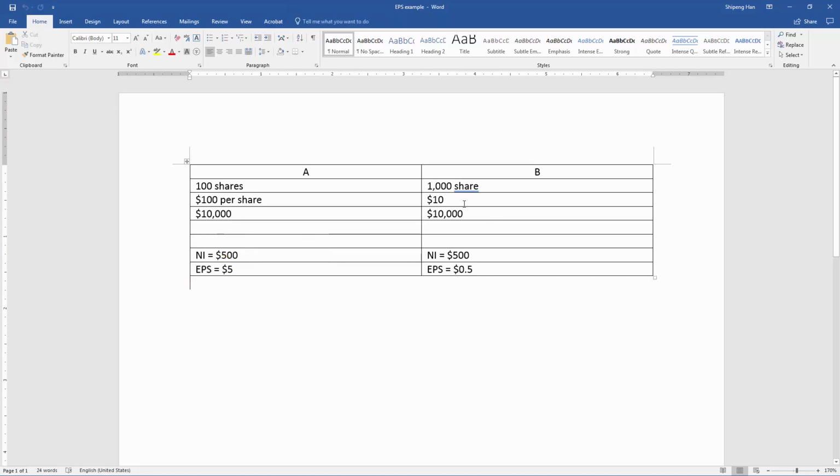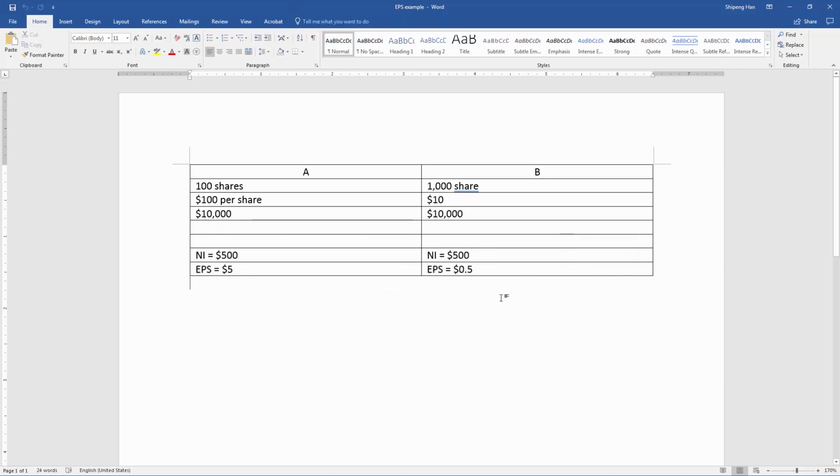But basically, we know these companies have the same amount of input, that means capital, and the same amount of output, net profits. So basically, A and B have the same performance, but a significant difference in the earnings per share.